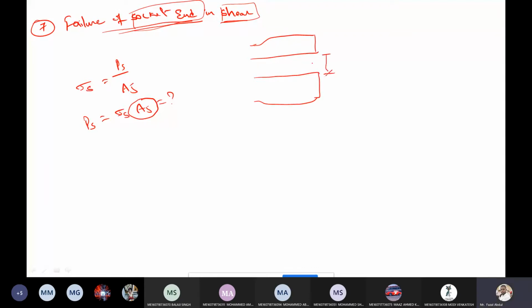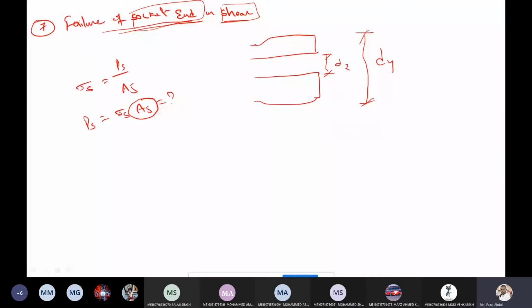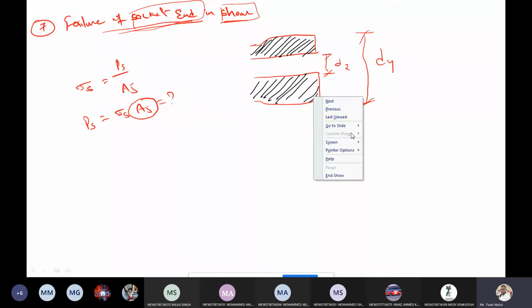This is the diameter D2, the inside diameter of the socket. This is D4, the outside diameter of the socket collar. Now because shearing is happening, I'm showing the shear area by hashed lines here. Now what is the shear area?